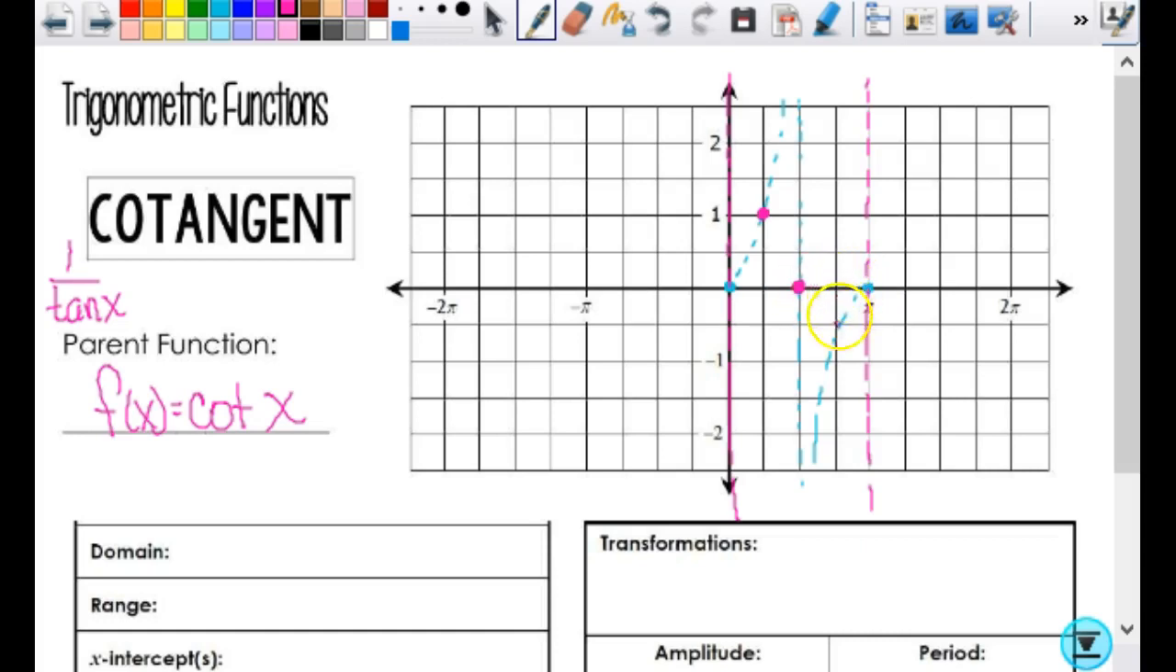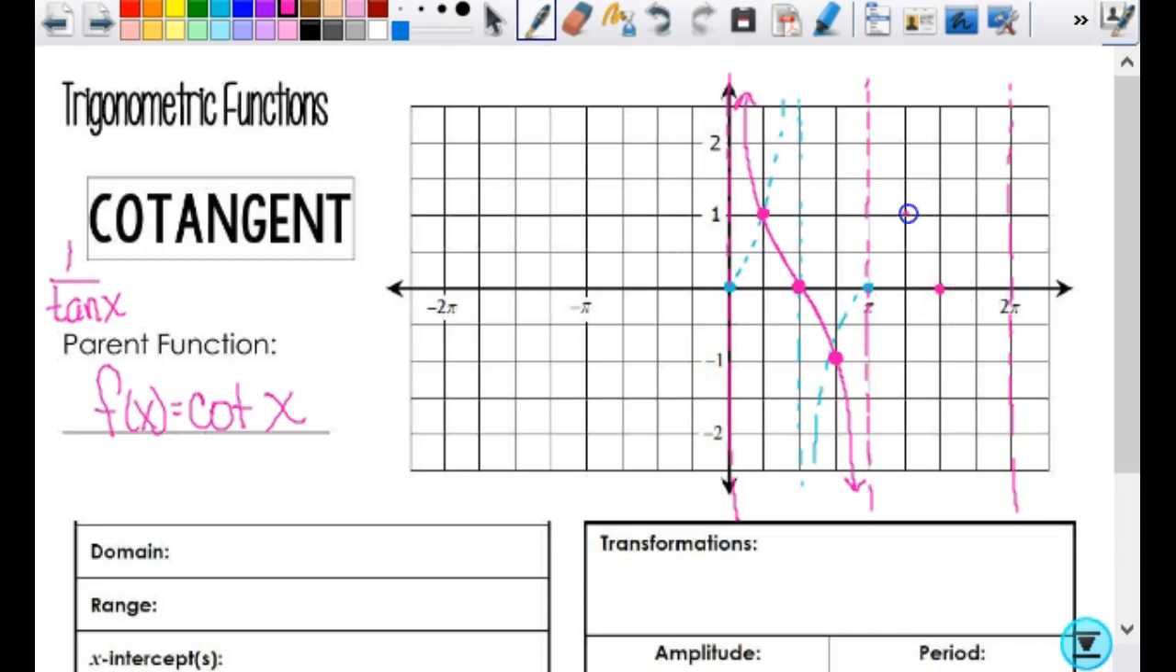For 3 pi fourths, tangent is -1. The reciprocal of -1 is -1. And so this is what one cycle of cotangent looks like. It looks like you have shifted tangent over and reflected it in the x-axis. Okay, but it does shift over because those undefineds change where they are. Then we just repeat this because the period is pi.